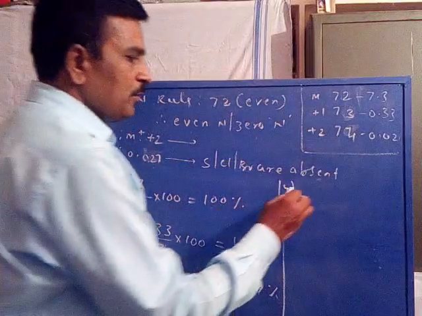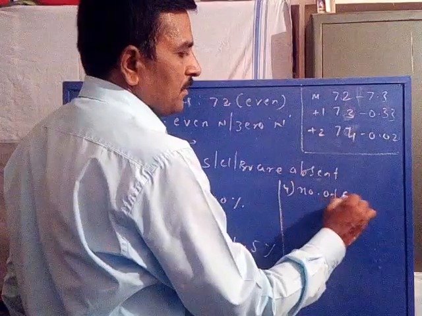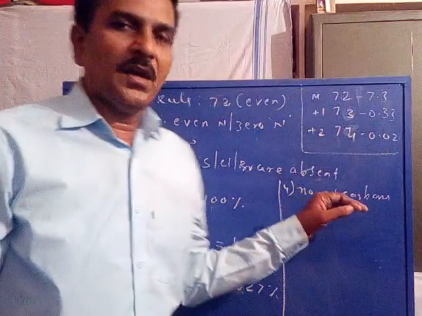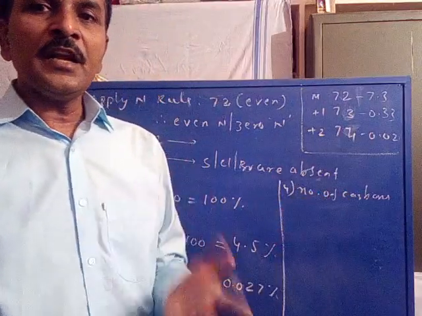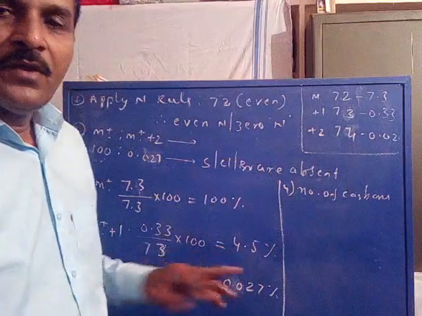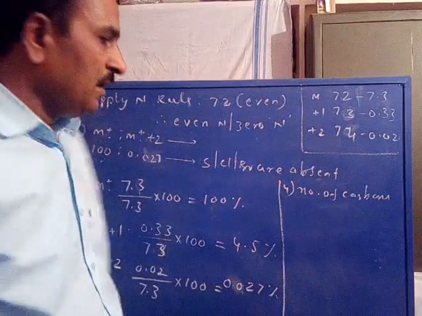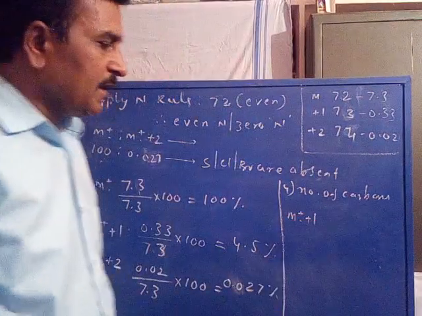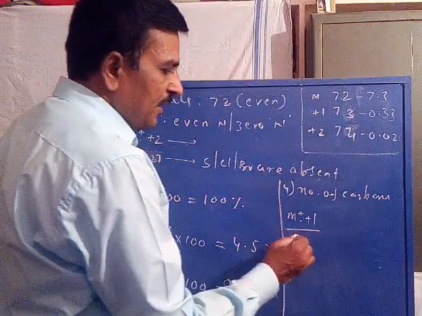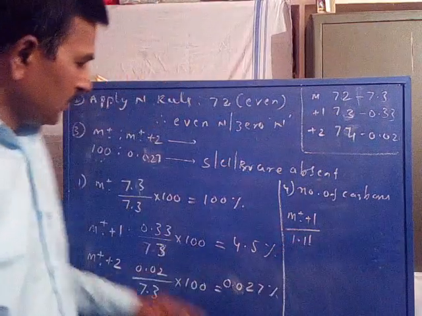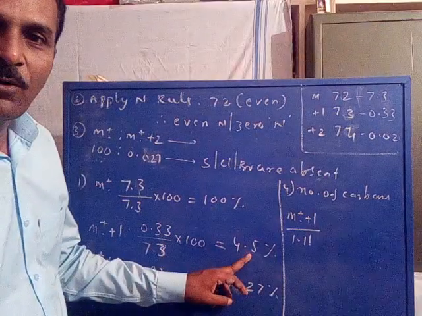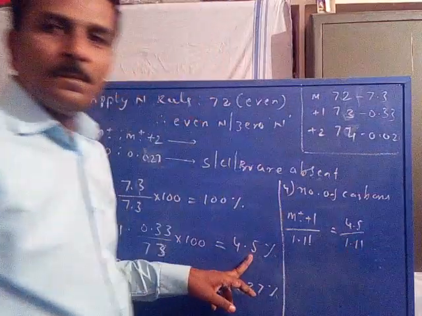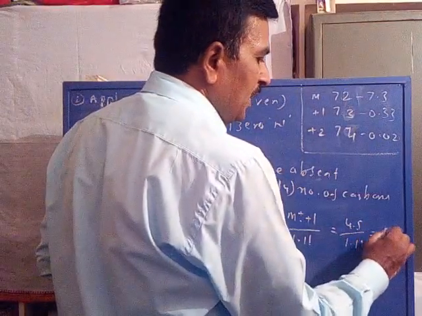According to the fourth guideline, we have to calculate the number of carbons. The number of carbons is calculated by dividing the molecular ion +1 signal intensity by the natural abundance of carbon-13, that is 1.11%. The molecular ion +1 signal intensity is 4.5. Therefore 4.5 divided by 1.11 becomes nearly 4 carbons.